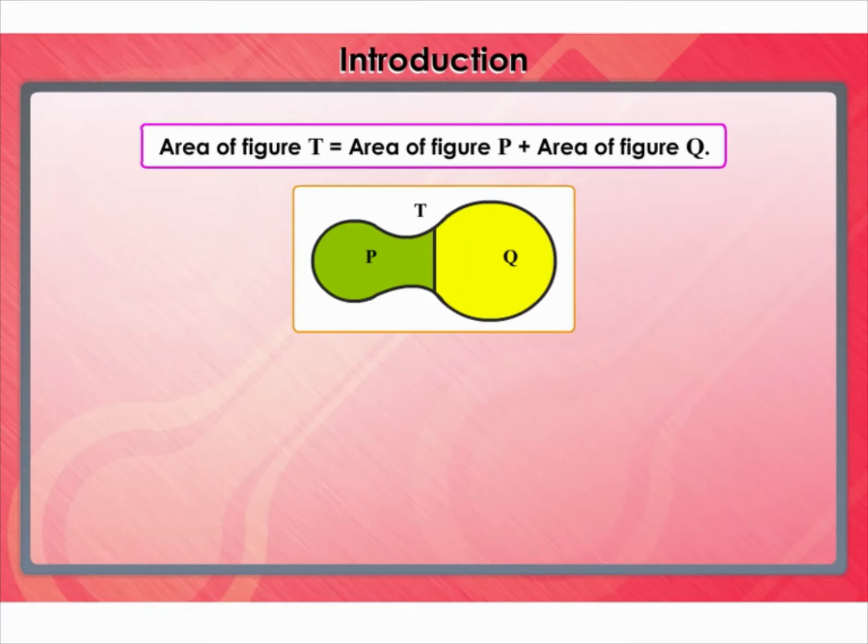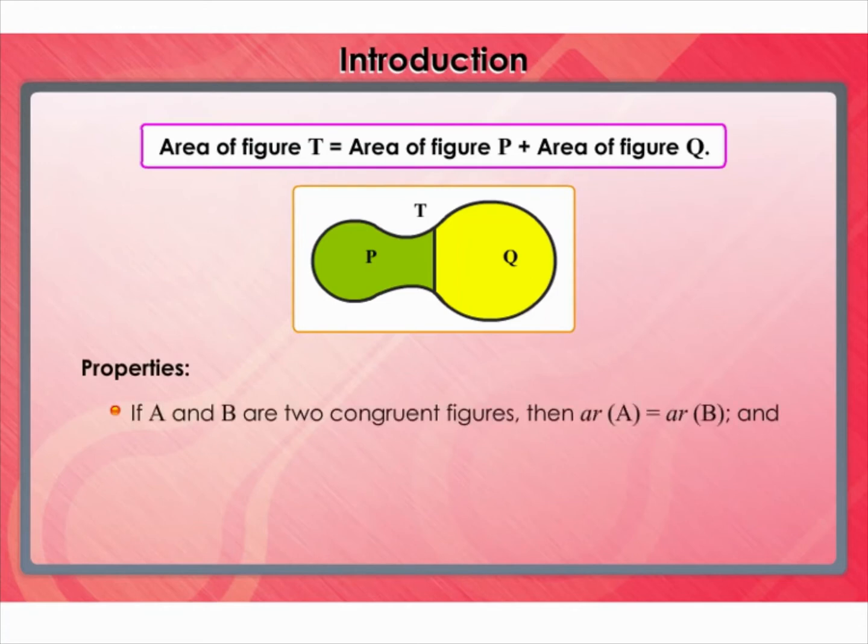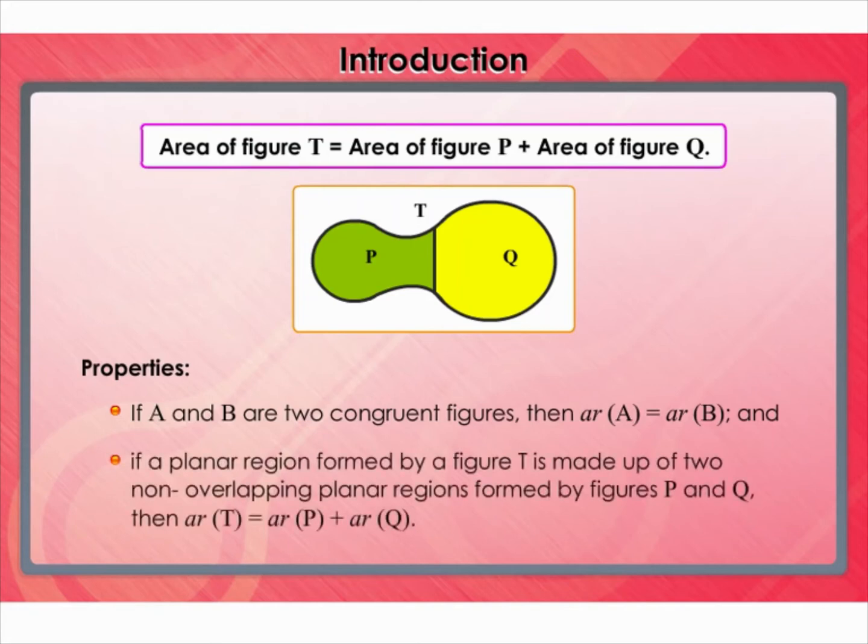Area of a figure is a number associated with the part of the plane enclosed by the figure, with the following two properties. If A and B are two congruent figures, then the area of A is equal to the area of B. And if a planar region formed by a figure T is made up of two non-overlapping planar regions formed by figures P and Q, then the area of T is equal to the area of P plus the area of Q. In this lesson, we will study some relationships between the areas of these geometric figures under the condition when they lie on the same base and between the same parallels.